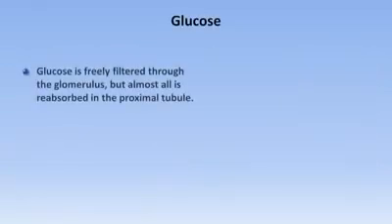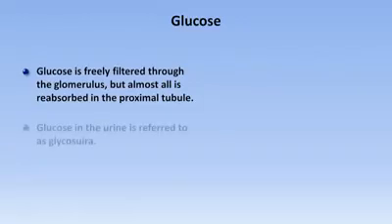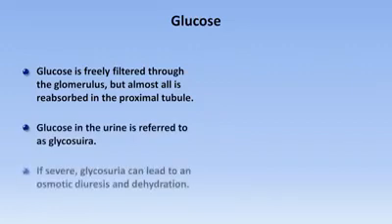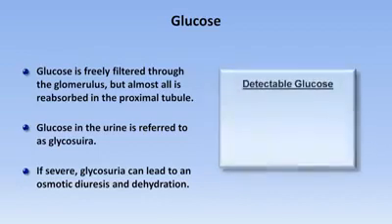Glucose. It's freely filtered through the glomerulus, but almost all of it is reabsorbed in the proximal tubule. As already mentioned, glucose in the urine is referred to as glycosuria. If severe, glycosuria can lead to an osmotic diuresis and subsequent dehydration. There are very few causes of having detectable glucose in the urine. First, and most obviously, is serum hyperglycemia. If too much glucose gets filtered, it can overwhelm the tubule's ability to reabsorb it.